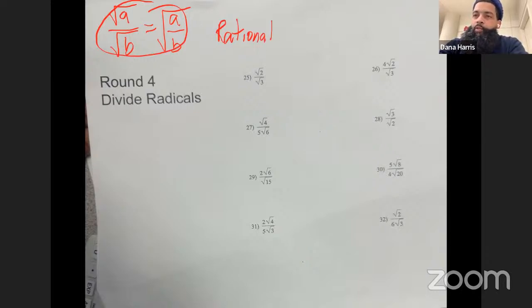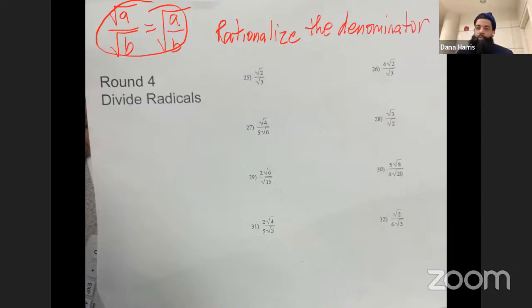Rationalize the denominator. Okay, so we're going to rationalize the denominator. And I'm going to show you what that means. All it means is just we're going to multiply by the radical here. Okay, so here in number 25, we do all the work over here. I have the square root of 2 over the square root of 3.